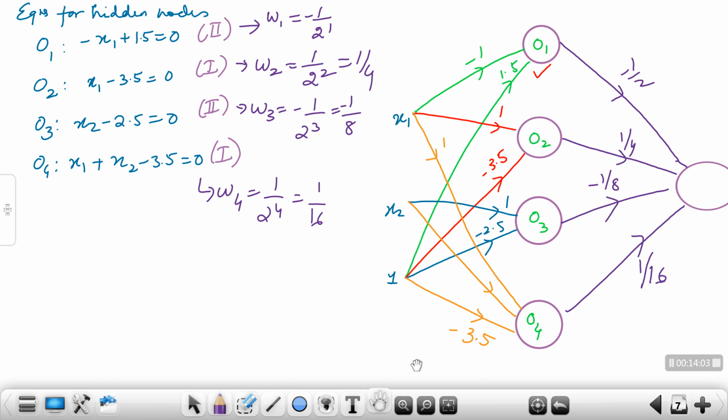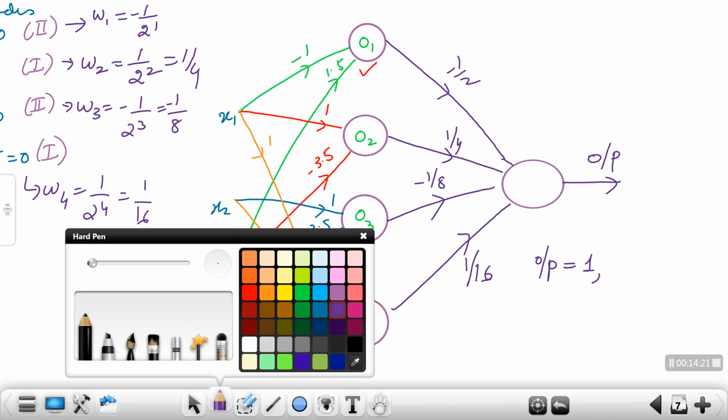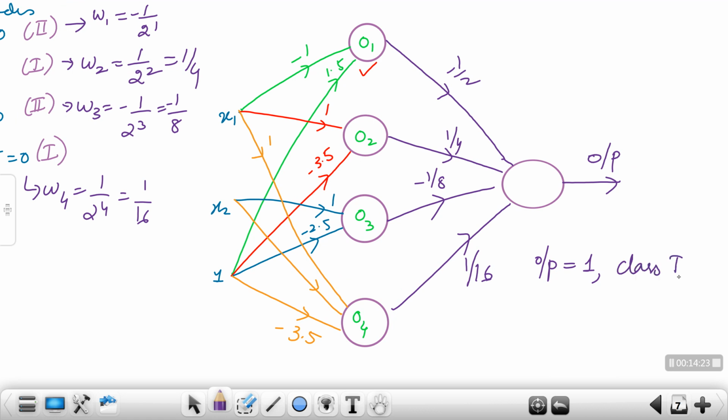So this is the network we have got using Marchand's algorithm, and this is the final output. So here the output will be 1 because we have assumed in this problem output will be 1 for class 1, because class 1 we have taken as positive, and output will be 0 for class 2 samples, because we are assuming that this is a discrete unipolar neuron.